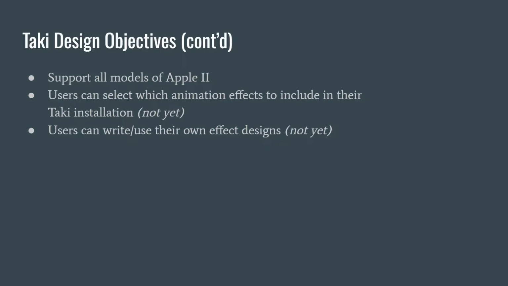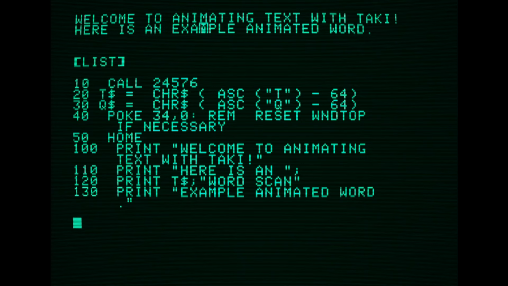Alright, so let's talk about what using Taki looks like from within a BASIC program. Taki can also easily be used from machine language programs, of course, but supporting use from BASIC was an explicit goal, and for the purposes of this talk, BASIC also makes for easier demonstrations of how to use Taki. First off, you call Taki's initialization routine. Then you probably want to set up a couple of string variables to hold the special characters that Taki recognizes. And then you're ready to start using effects.